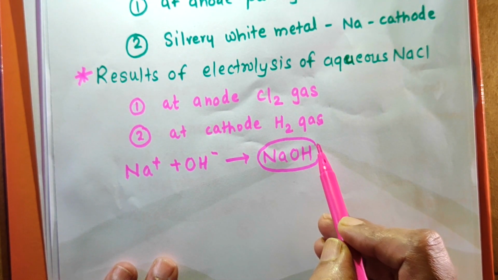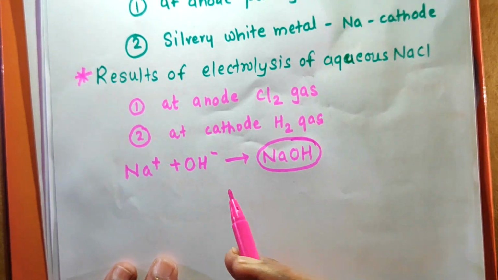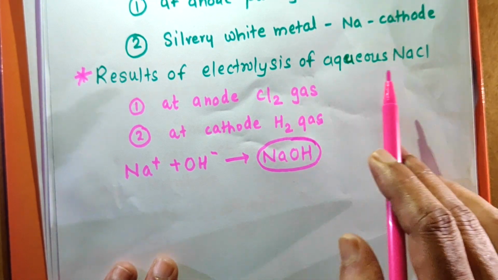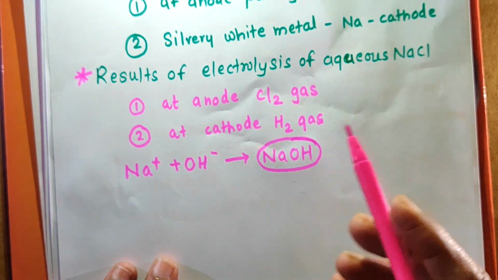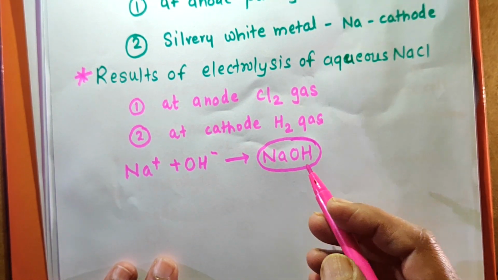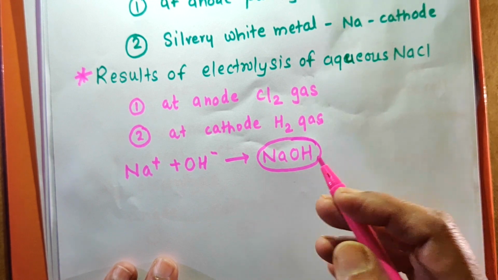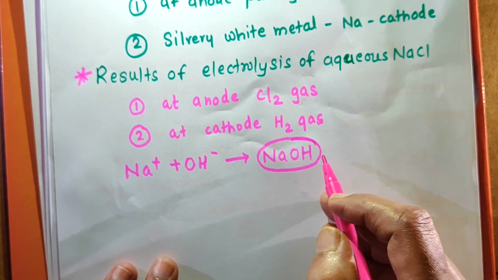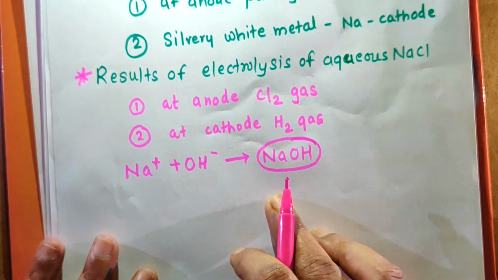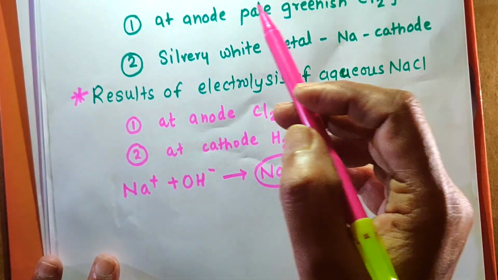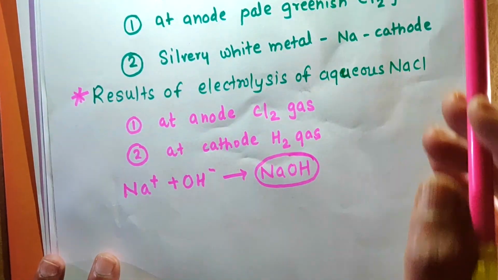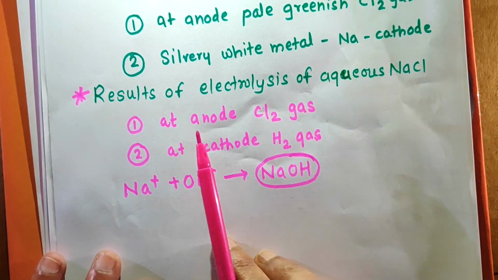We have studied one of the applications of electrolysis: due to the electrolysis of aqueous NaCl we can obtain NaOH, which is the chemical used for the production of different substances or different chemical compounds. So remember what is the difference between results of electrolysis of molten NaCl and aqueous NaCl.